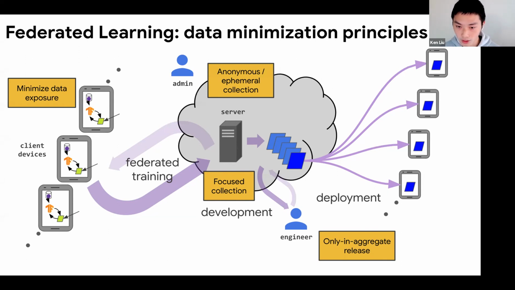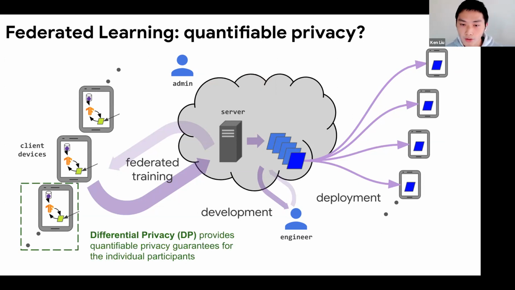There are lots of good things about federated learning that come from its data minimization principles, such as minimized data exposure, ephemeral collection, and only in aggregate release. So these techniques already provide good privacy for users' data. But what if we want quantifiable privacy? We can apply a technique called differential privacy for this purpose.